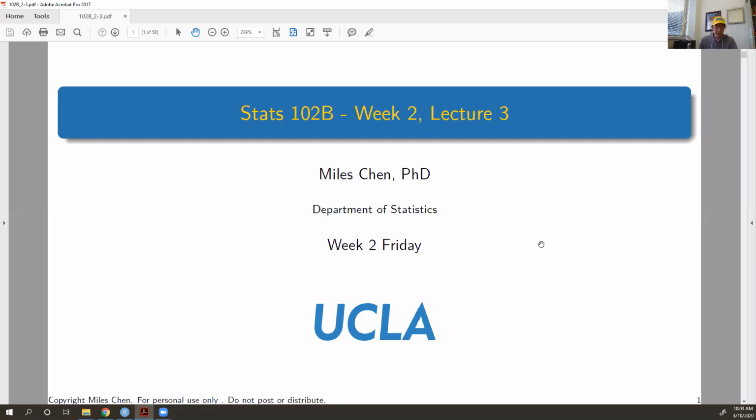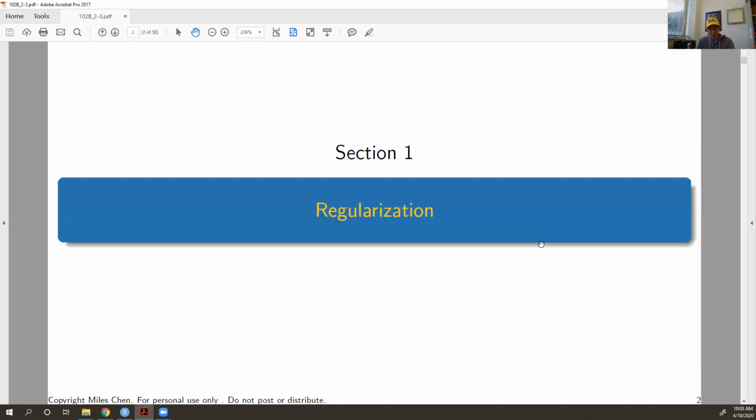Okay, all right. So it is Friday of week 2. If it weren't for these classes, I feel like I would lose track of all time here. But here we are. It's Friday of week 2, and the topic for today is regularization.